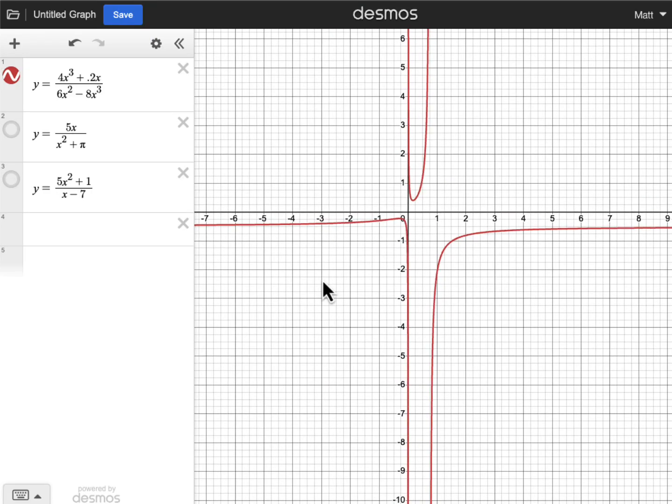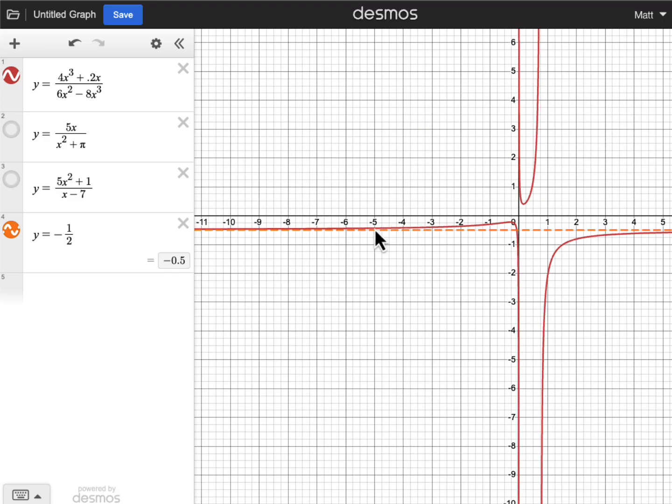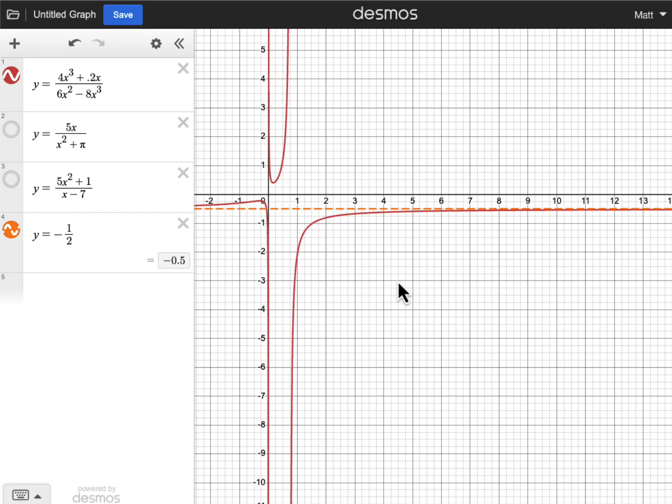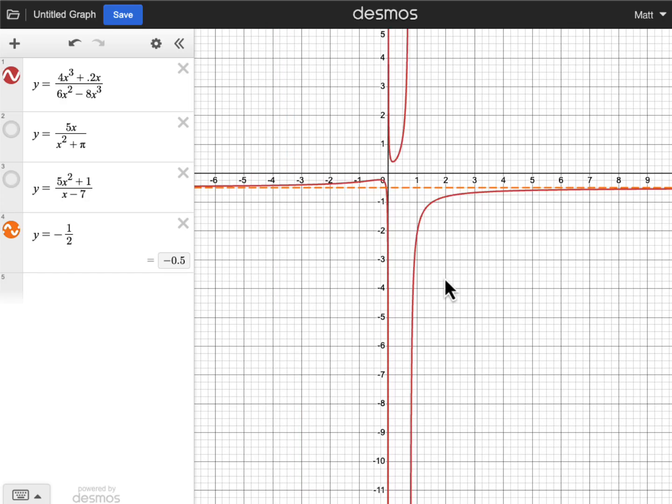I use technology to graph this function, and now I'm going to graph a horizontal line, y equals negative 1/2, make it orange and dashed. And notice as we go left forever, this graph follows this horizontal line as an asymptote. Same thing is true as you go right forever, the graph will follow this horizontal line as an asymptote. Rational functions, if they have a horizontal asymptote, the graph will follow that horizontal asymptote in both directions.